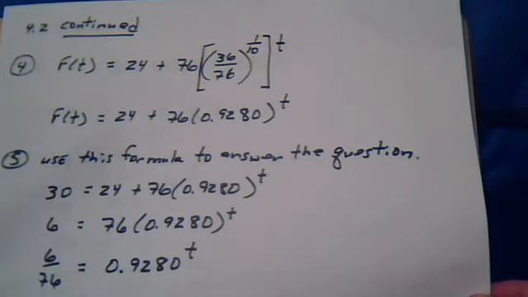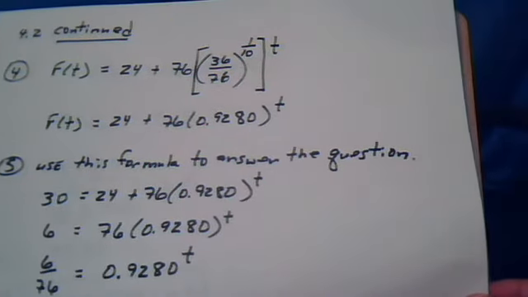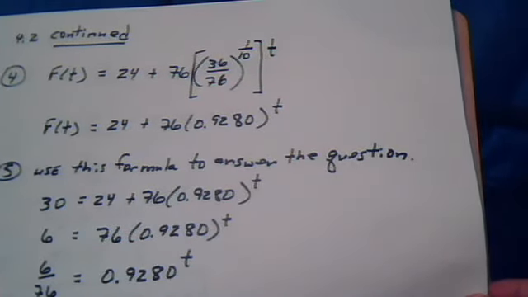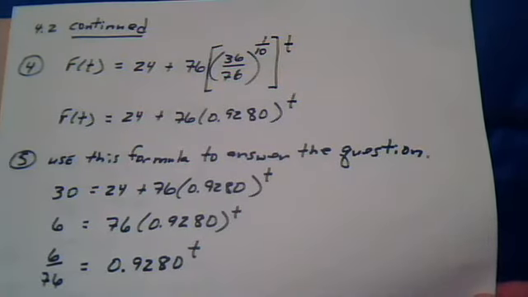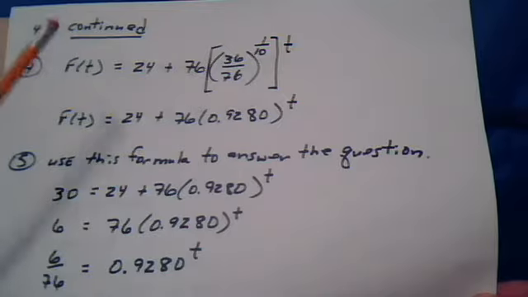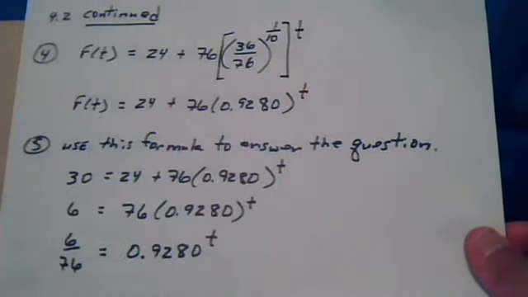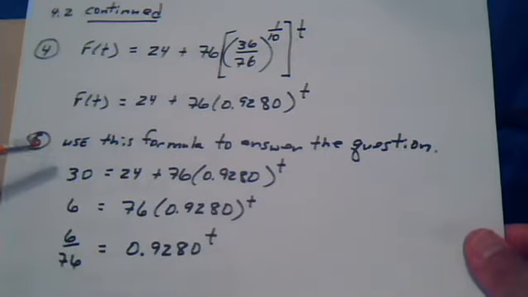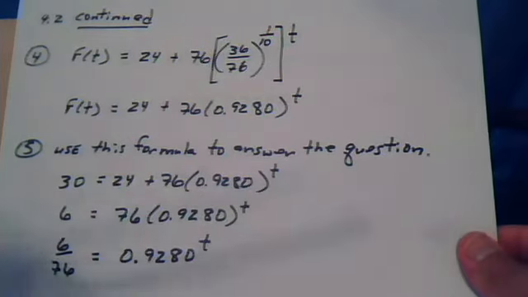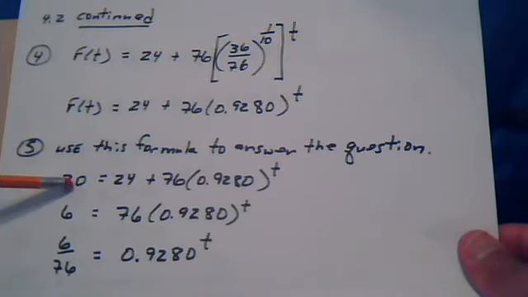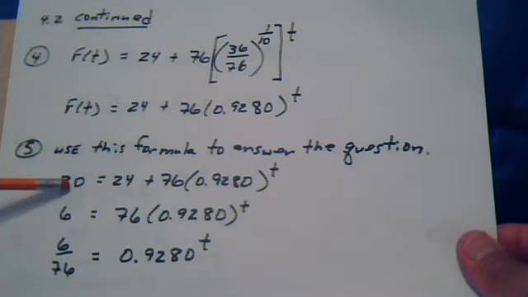Use this formula to answer the question. And what was the question? How long will it take to cool to 30 degrees? So how long is a time question? In other words, we're solving for T, and we would like to know how long will it take for the coffee to reach 30 degrees. So remember, f of t is the object, the coffee.